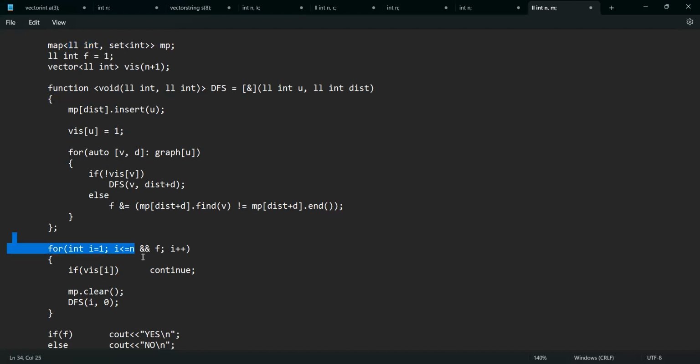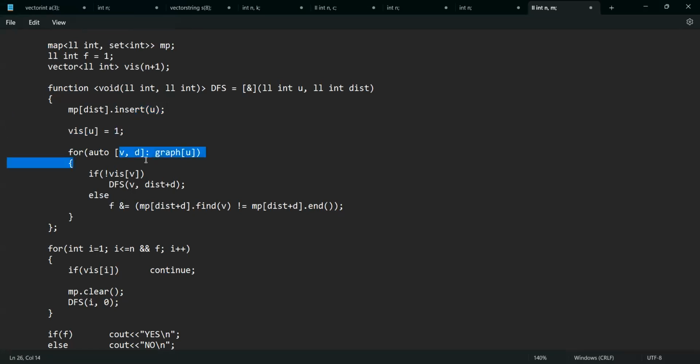So first of all, if the current soldier is not visited, I'm clearing my map and then I'm starting my DFS. This is the distance, right? Initially, I'm keeping it as 0. So I'm inserting my U, that is this soldier, into this map, in whichever set is there corresponding to the distance. Then I'm marking this current vertex as visited.